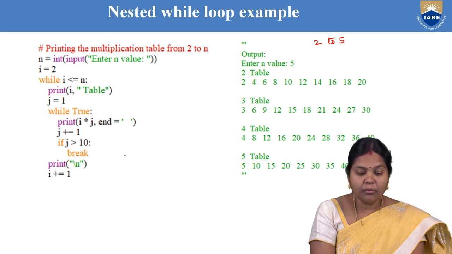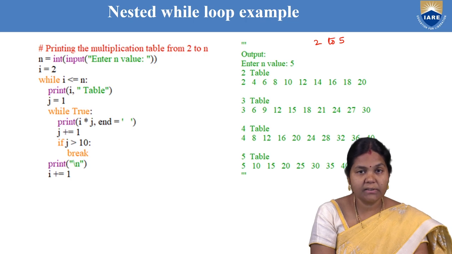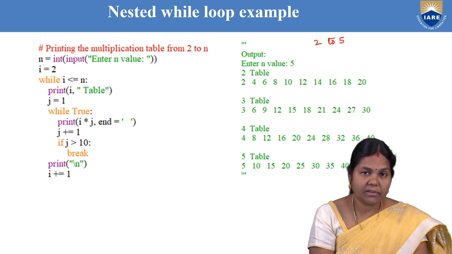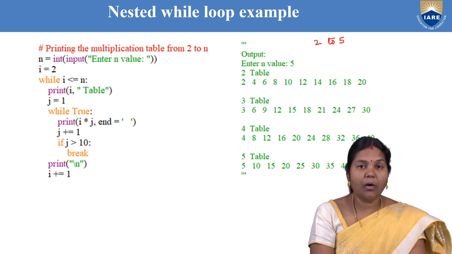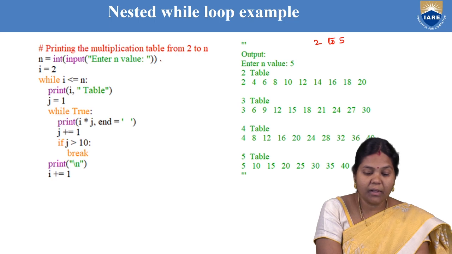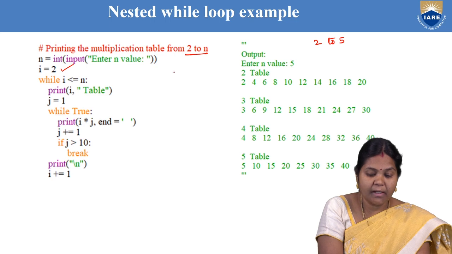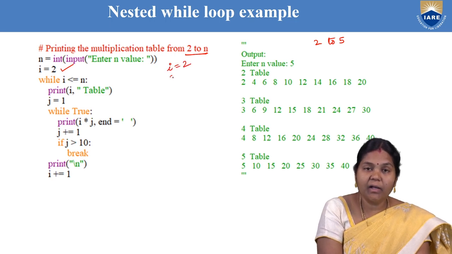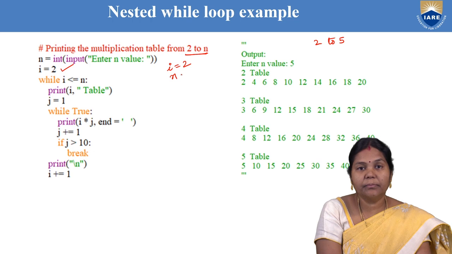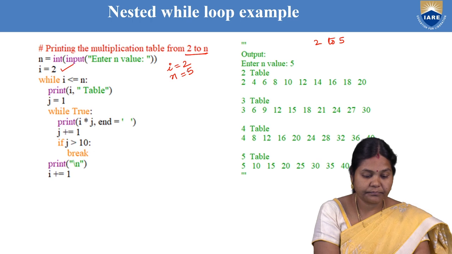So the outer loop decides which number's multiplication table you want to display. That is how my outer loop works. And the inner loop is how to compute the multiplication table. So for every number, how it computes the multiplication, you have to write the logic in the inner loop. So let us see: enter the value of n. I have told that it is from 2 to n, so I have taken i equal to 2. The starting number is 2, and n is the value I am reading, that I want to display the multiplication table up to 5 or 10. So I want to display up to 5, for example, here.